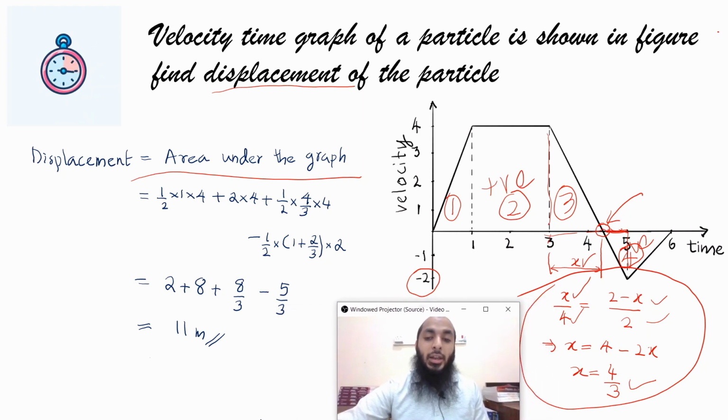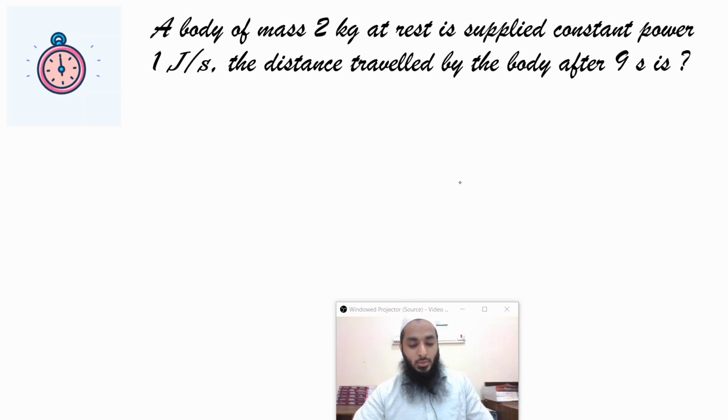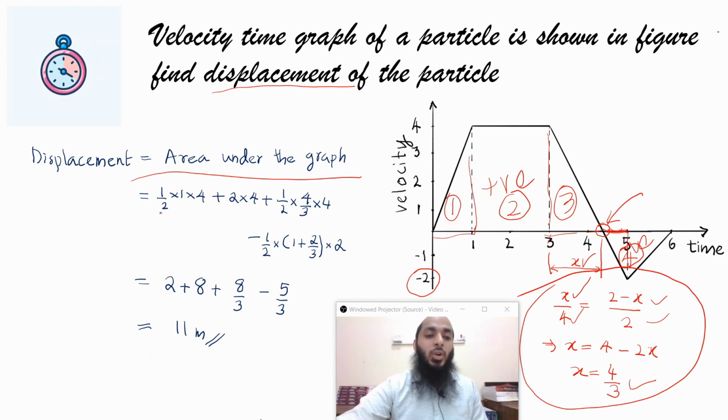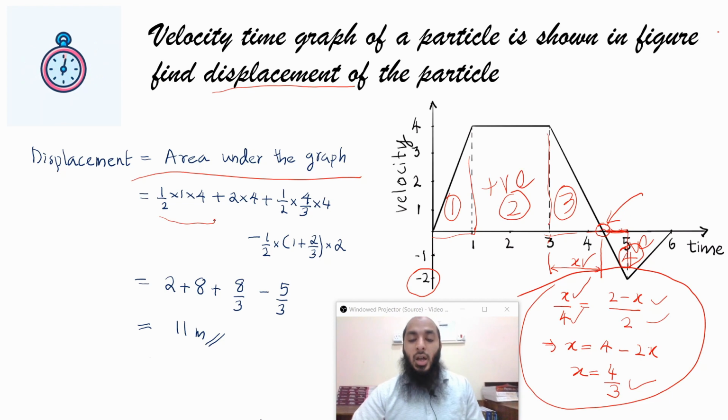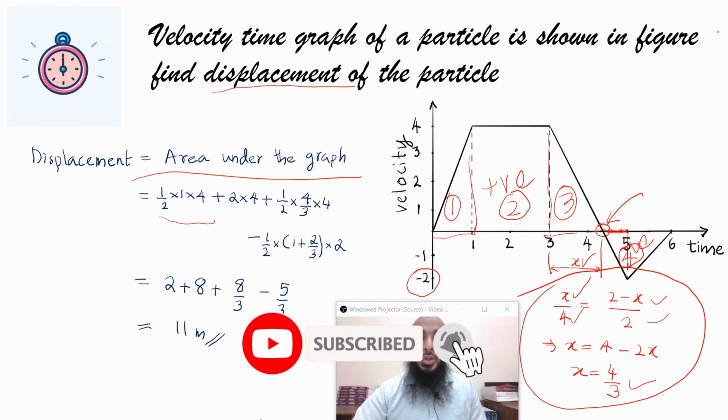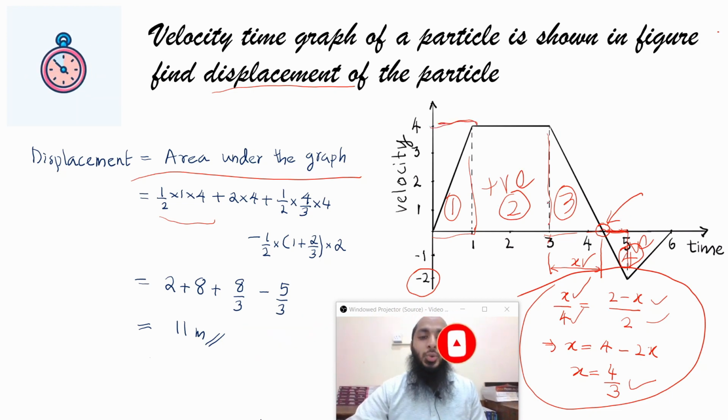Now let's go to the area. First area, that is the area of the triangle, will be half into base into altitude. So base is 1 and altitude is 4, so half into 1 into 4. Then you have the rectangle over here, that will be 2 into 4, because this is 4. So it will be 2 into 4.